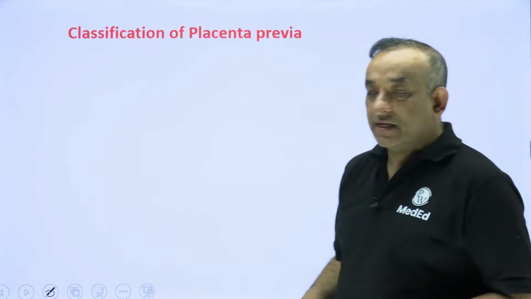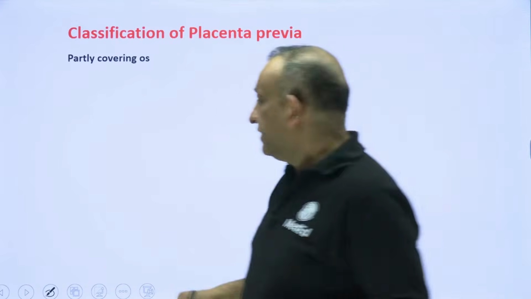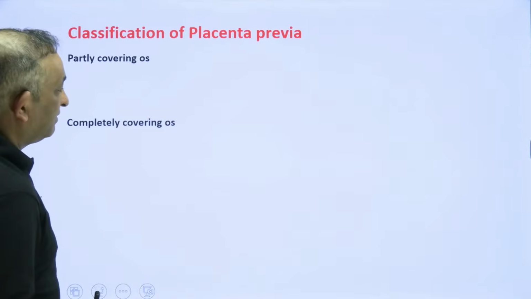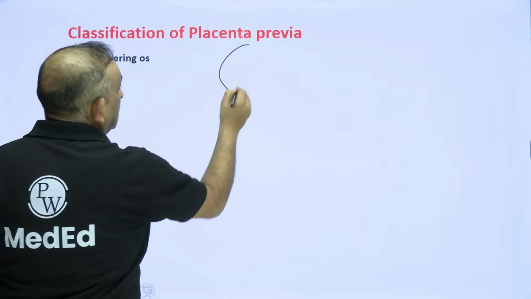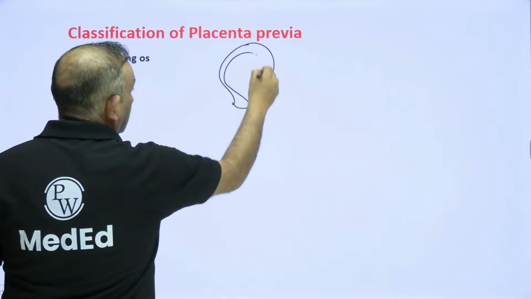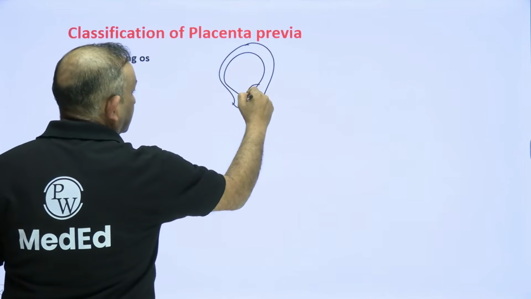So, classification of placenta previa: you have the partly covering the os and you have the totally covering the os. So partly covering the os, the placenta is like this.